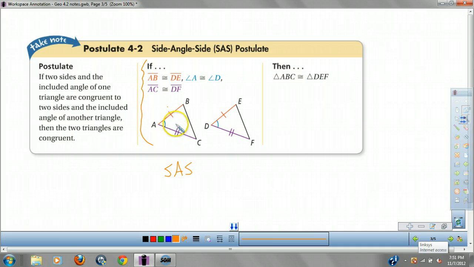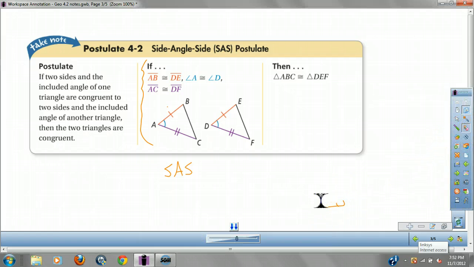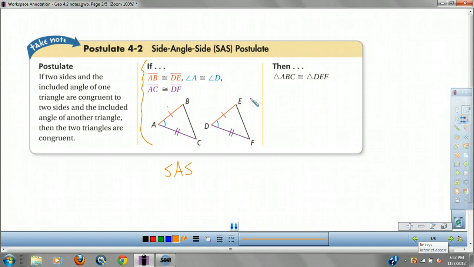Don't use it out of order, because if you have a triangle and you have two sides and an angle that isn't between them, that doesn't work. Has to be in between: side angle side. I'll let you guys ponder that for a second. Here we go.